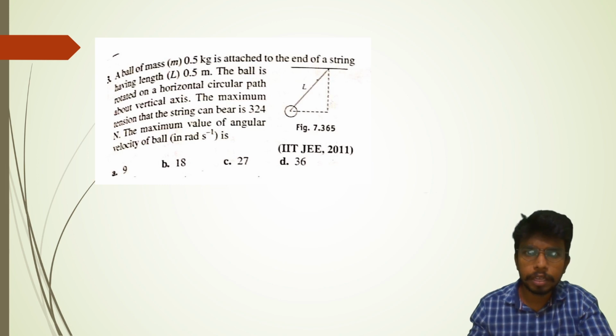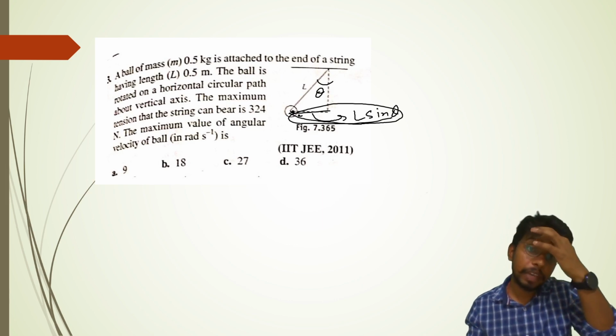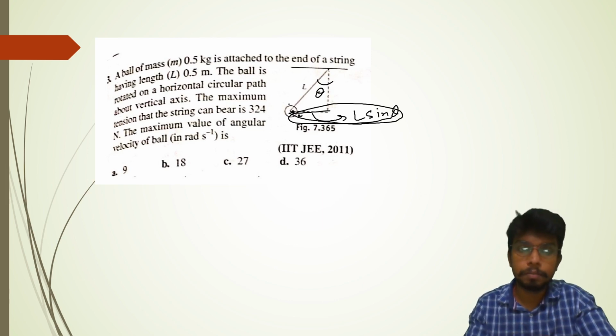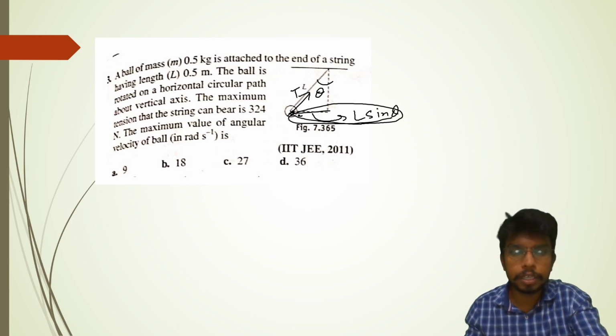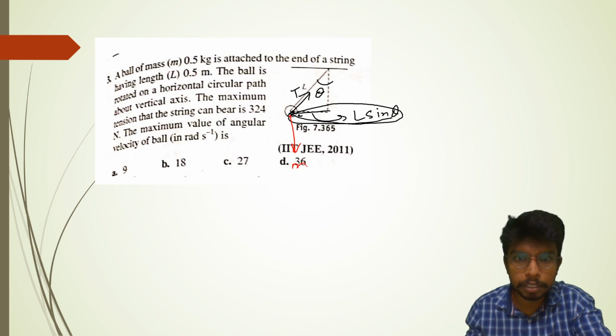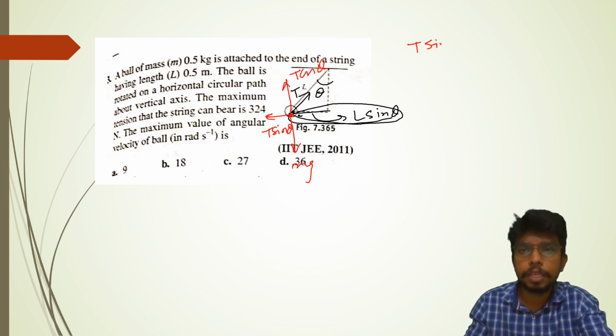Let's assume this angle to be theta. So there will be L cos theta, and this is going to be L sin theta, and this is the radius at which it is being rotated. If I consider the situation, here is what we have: T. In the downward direction we have mg. In the upward direction it's going to be T cos theta. In this direction it's going to be T sin theta.